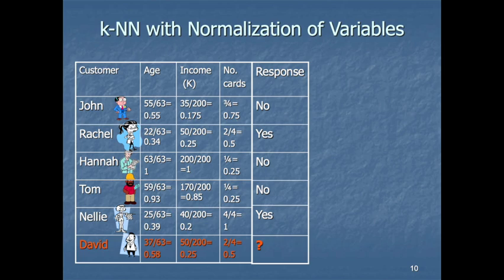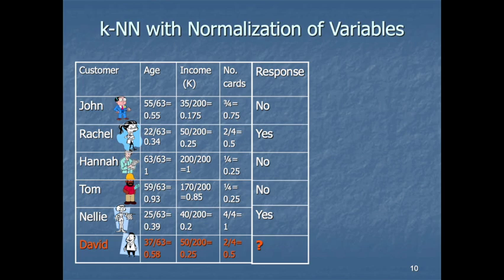And here's another example. This time we want to calculate distances with normalization of variables. We want to predict the class label for David using the KNN algorithm. So how things work: first of all, we have to normalize all the values, right? We are using the max normalization here.